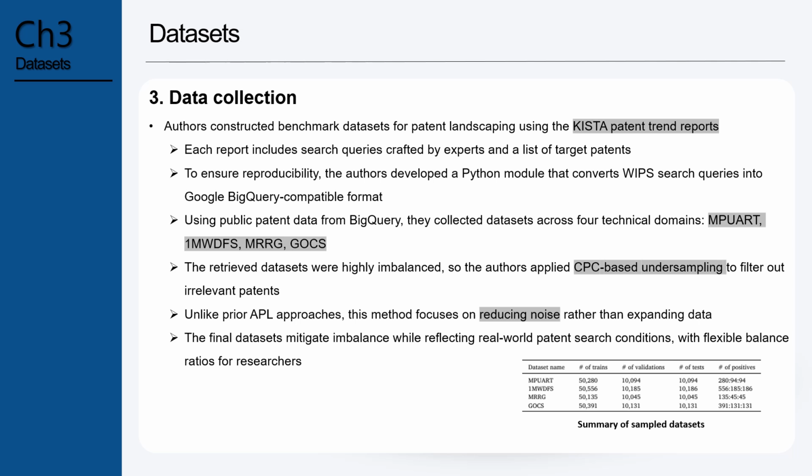Since the retrieved datasets were highly imbalanced, the authors applied CPC-based undersampling to remove irrelevant patents. Unlike previous API-based approaches, this method focuses on reducing noise rather than expanding the dataset. As a result, the final datasets maintain real-world imbalance patterns while offering flexible balance ratios for research use.